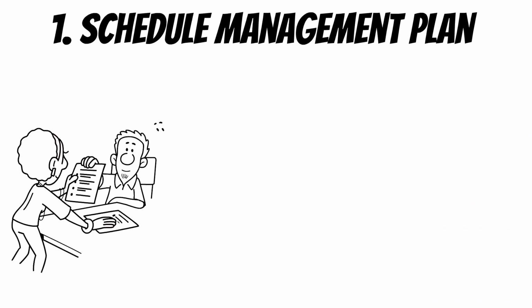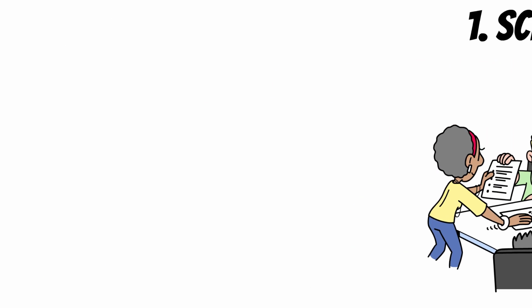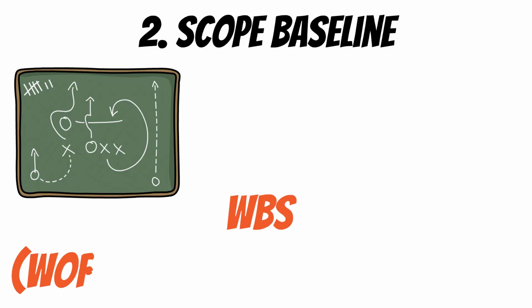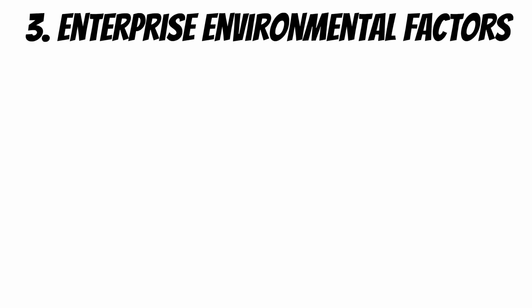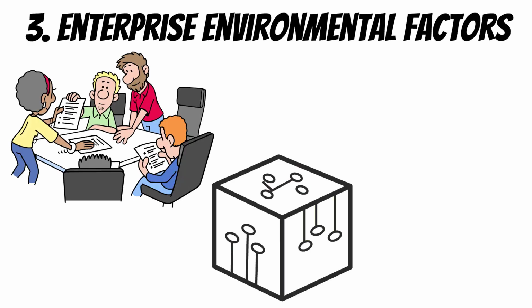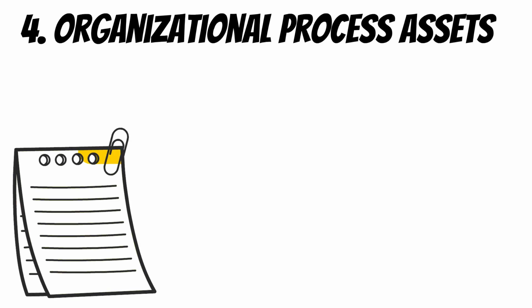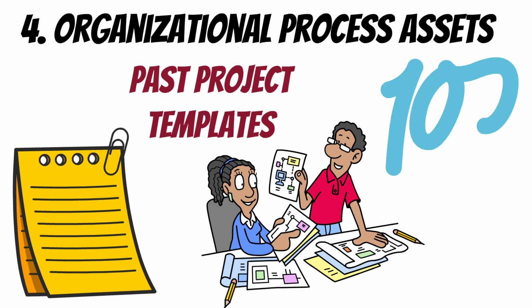The key inputs are: 1. Schedule management plan. This tells us how we're going to manage scheduling, including guidelines for breaking down tasks. 2. Scope baseline. This includes the project scope statement, WBS, work breakdown structure, and WBS dictionary. Basically, what work needs to be done. 3. Enterprise environmental factors. Things like organizational culture, scheduling software, or external regulations that might impact your tasks. 4. Organizational process assets. Company policies, past project templates, and best practices that help define activities more efficiently.